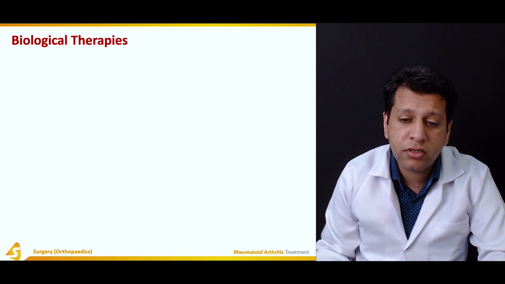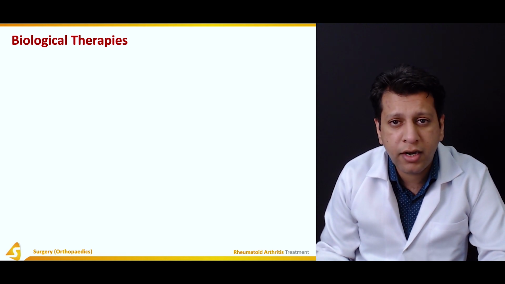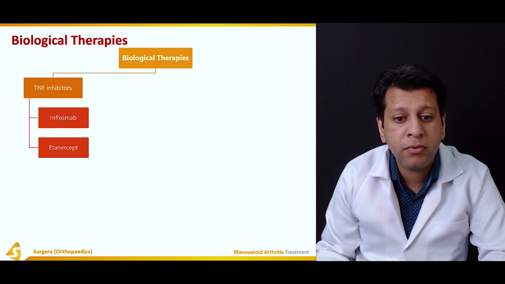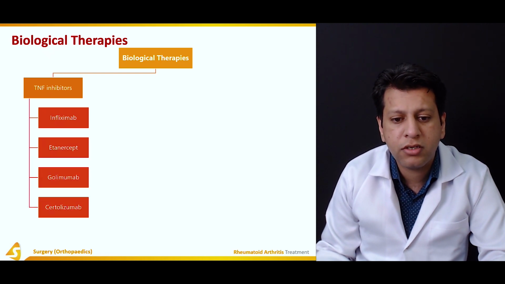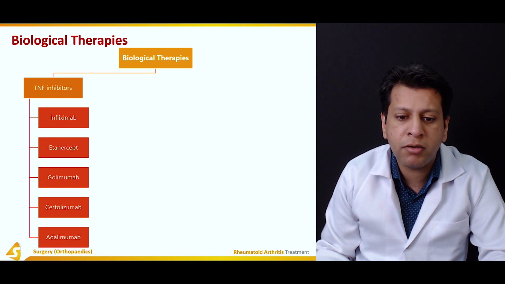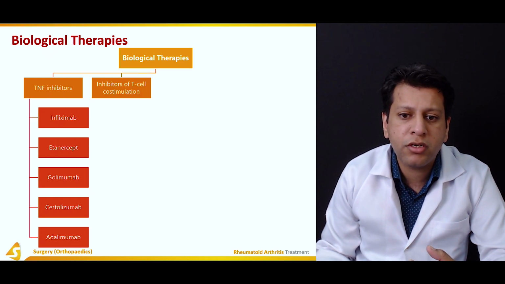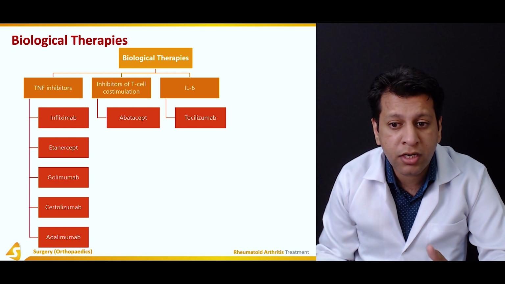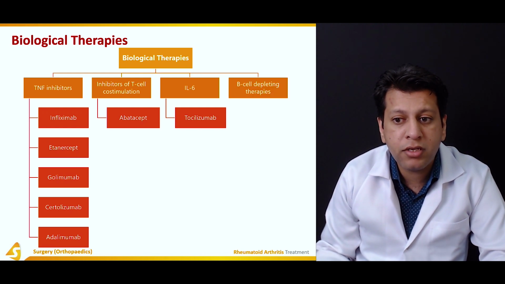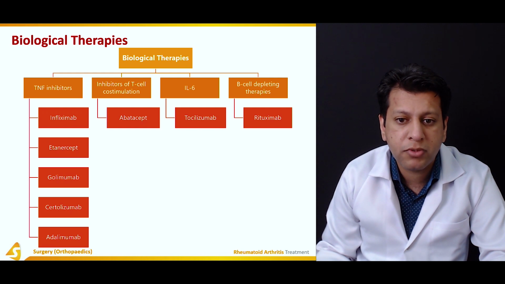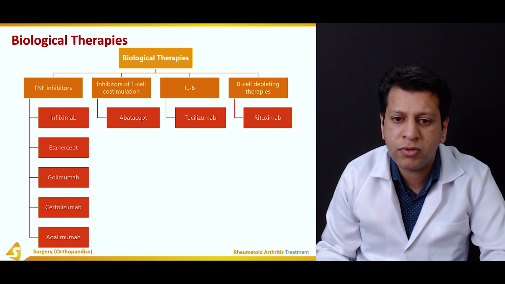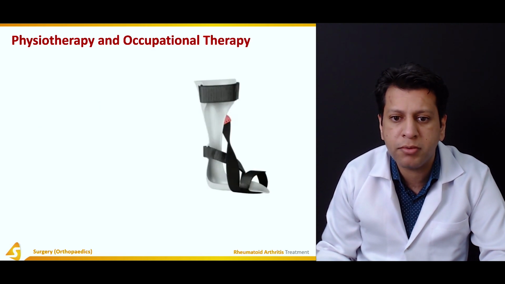Coming to the biological therapies, these include the non-TNF and anti-TNF inhibitors. These include TNF inhibitors, which are infliximab, etanercept, golimumab, certolizumab, and adalimumab, while the inhibitor of T cell co-stimulation is abatacept, the interleukin 6 inhibitor is tocilizumab, and B cell depleting therapy includes rituximab. These are all non-TNF inhibitors, which inhibit T cell co-stimulation, interleukin 6 and B cells, and include abatacept, tocilizumab and rituximab.